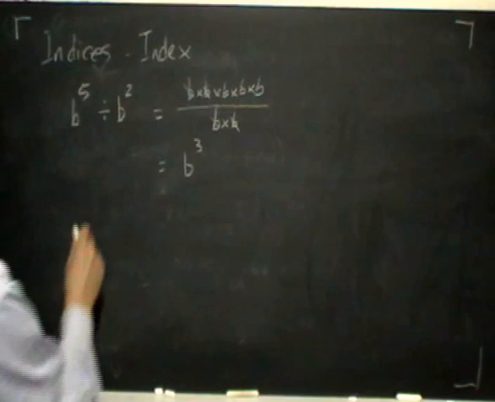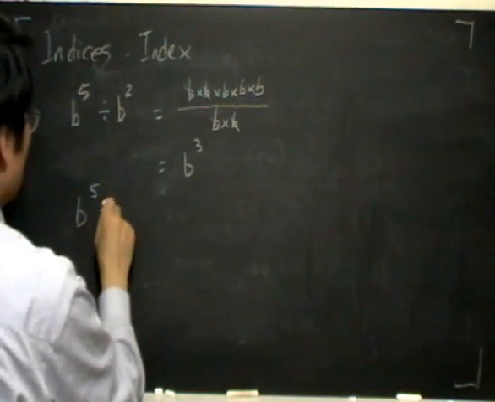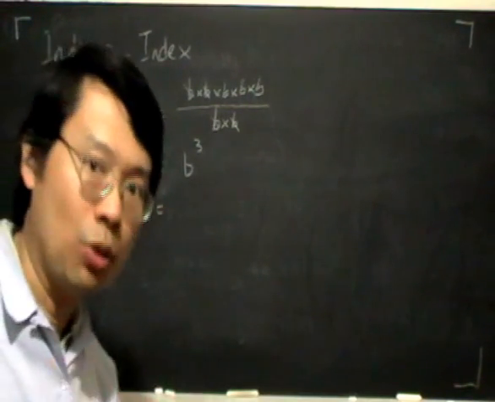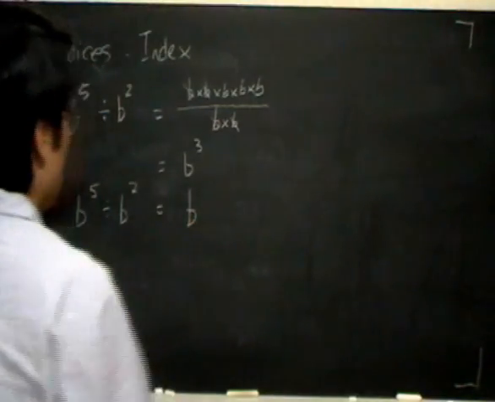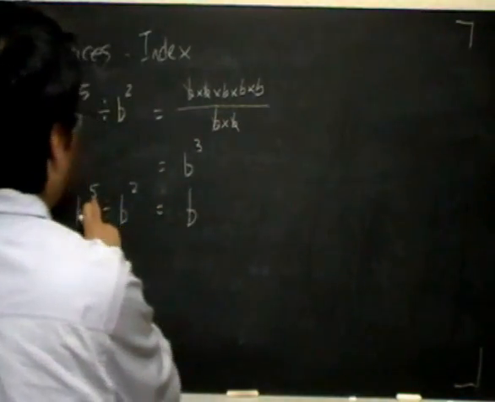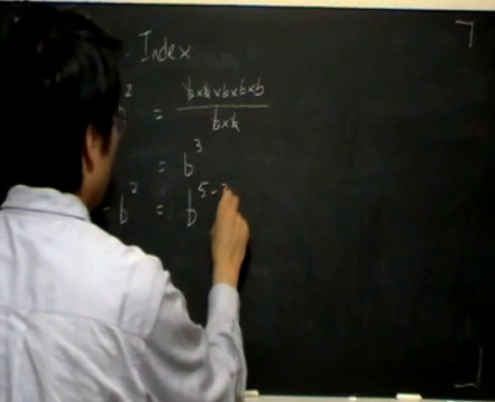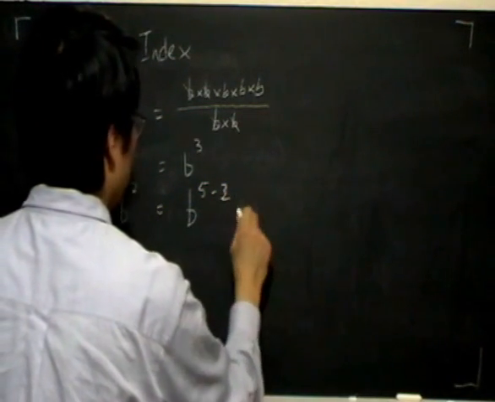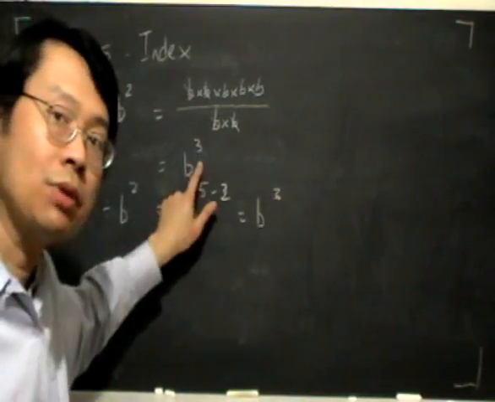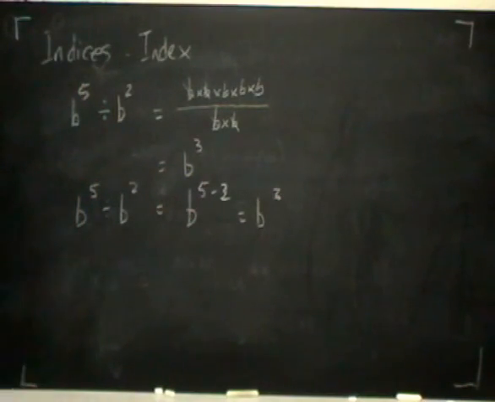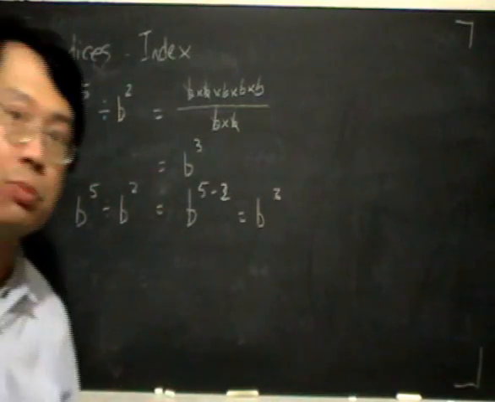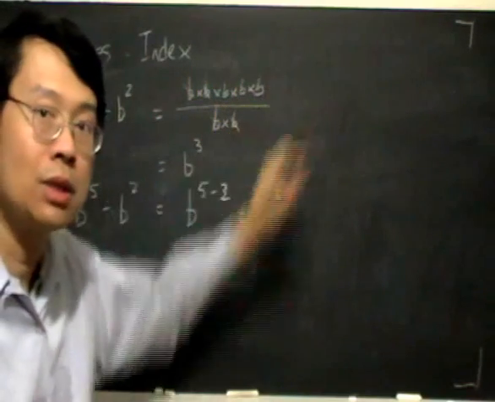So therefore, b to the power of 5 divided by b to the power of 2, we can also find if we simply subtract the powers. So if I take 5 minus 2 as the power, I'll get 3 as the new power, which is correct. So this gives us a new way, a simple way, a quick way to find the answer when we divide 2 powers. Again, without having to write out everything.